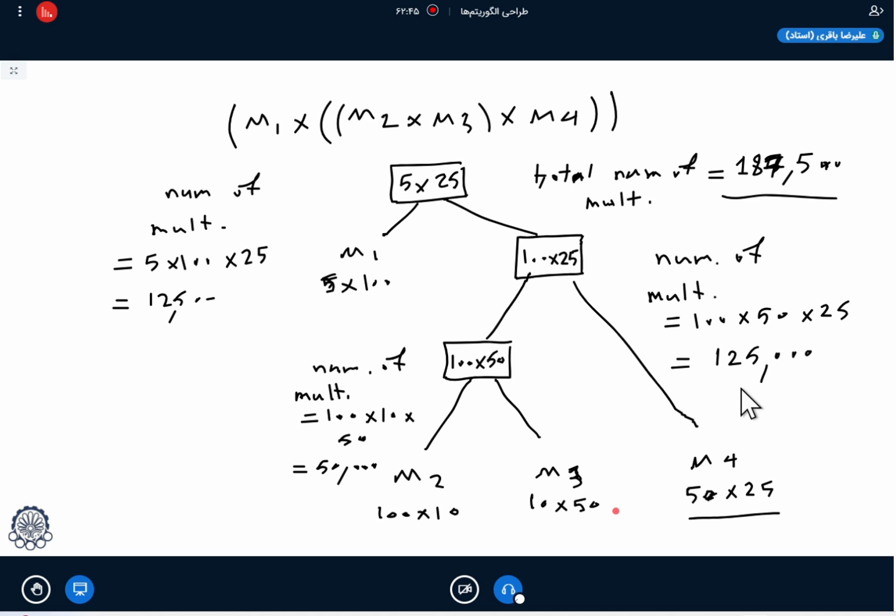In the next slide, we consider the other parentheses. For the other parentheses, also we compute the number of multiplications and we get this one. Is it clear?